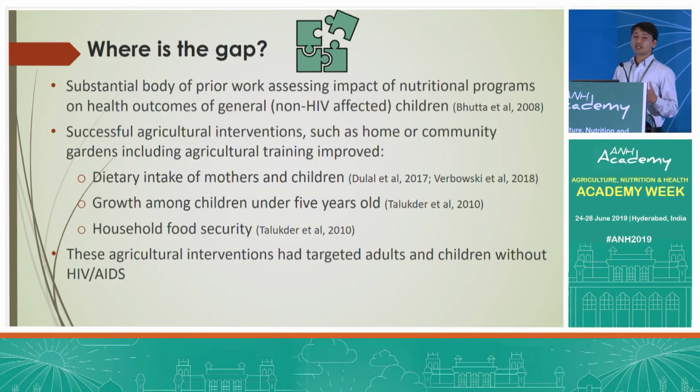So where is the gap? Why do we want to study this kind of thing? From the literature, there is substantial prior work assessing the impact of nutritional programs on health outcomes of general children, those who are not HIV infected. There are also successful agricultural interventions, such as homestead food production or community gardens that incorporate agricultural training. We have seen from those studies that they have helped to improve dietary intake of mothers and children, growth among children under 5 years old, and household food insecurity. However, these agricultural interventions targeted adults and children without HIV/AIDS.